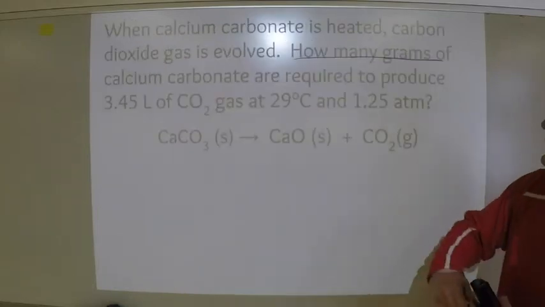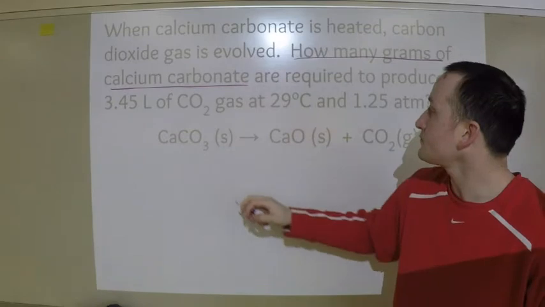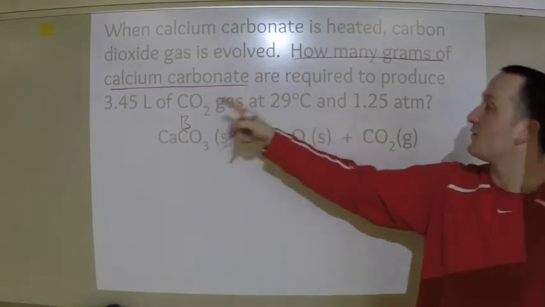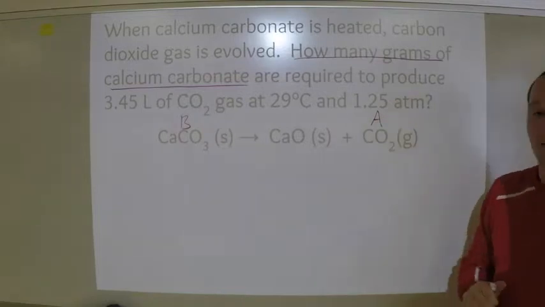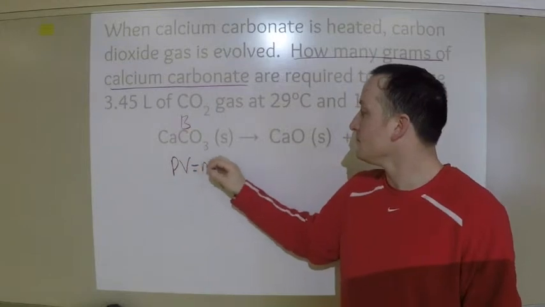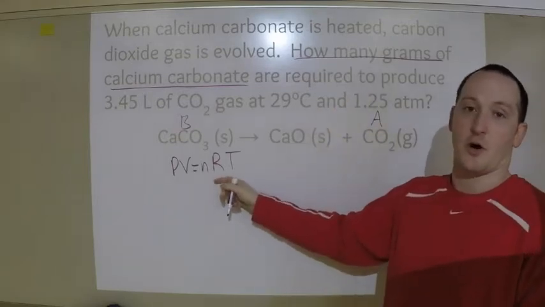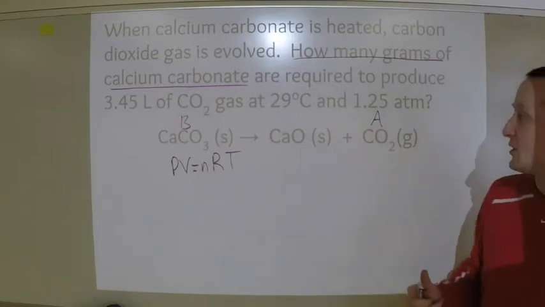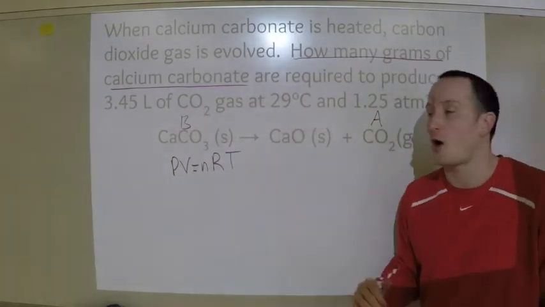So again, it asks us to find grams of calcium carbonate. So that was B, which means since I was given pressure, volume, and temperature of CO2, that means my CO2 is A. So I'm going to use PV equals nRT first, and I'm going to plug in these values. Again, in order to use the value of R, that's 0.0821, I have to make sure my pressure is in atmospheres, my volume is in liters, and my temperature is in Kelvin. My pressure and volume are good, but my temperature is not in Kelvin. I'll have to change that.